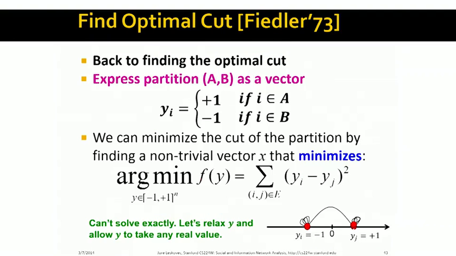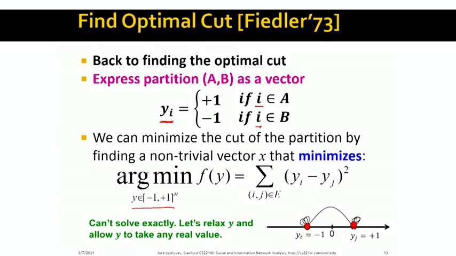So basically what we have learned is we can go back to our original optimization problem, and we can express how to find the optimal cut in the following way. Let's think of yi to be a binary vector where +1 means that node i corresponds to the left side of the partition, and -1 means that node i corresponds to the right-hand side of the partition. We can think of a set A and a set B, and the idea is that we can minimize the cut of the partition by finding the non-trivial vector x that minimizes the following condition.